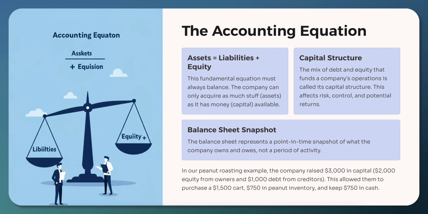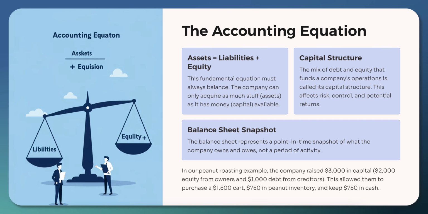Here is the accounting equation: your assets equal your liabilities plus your equity. The mix of debt and equity that funds a company's operation is called the capital structure. What the balance sheet really does for a company is give us a snapshot, a point in time, of what the company owns and what it owes. Not in any specific period of time, just what it owns and what it owes.